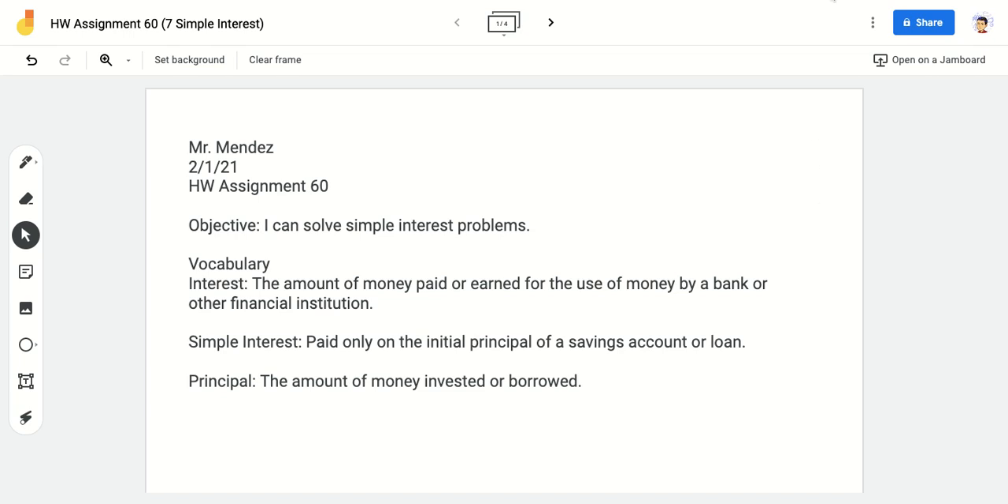Homework assignment 60 coming at you. Today's objective: I can solve simple interest problems. Sounds easy enough, right? Vocabulary.